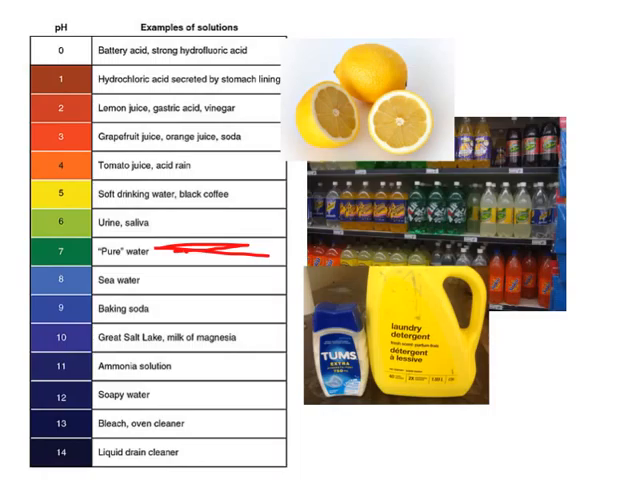Okay, so let's just take a look here at the scale. We've got lemons. Picture of lemons here. Lemons, believe it or not, have a pH of 2. So when you eat lemons, it's very sour. Some of the acid in your stomach has a pH of between 1 and 2. Grapefruit juice, orange juice, soda. Soda has a pH of 3. Tomato juice, acid rain. Soft drinking water and coffee have a pH of 5.